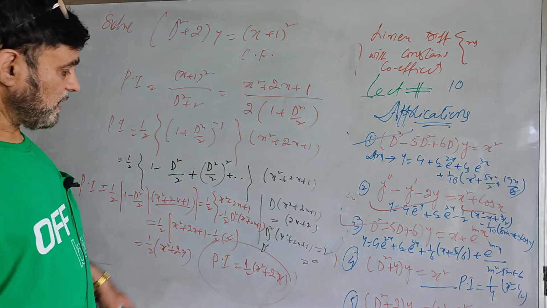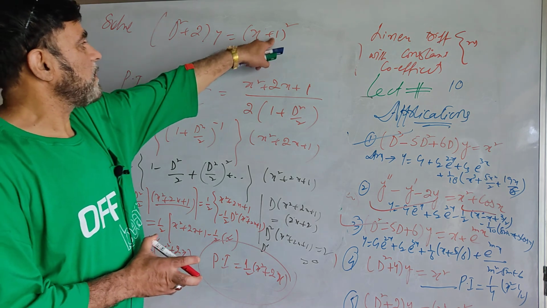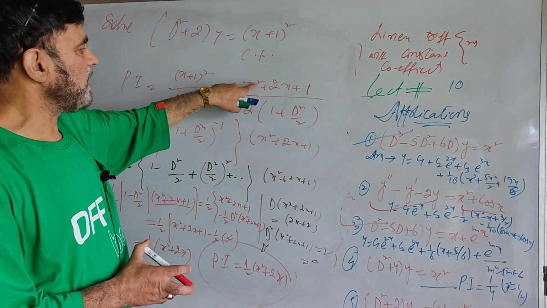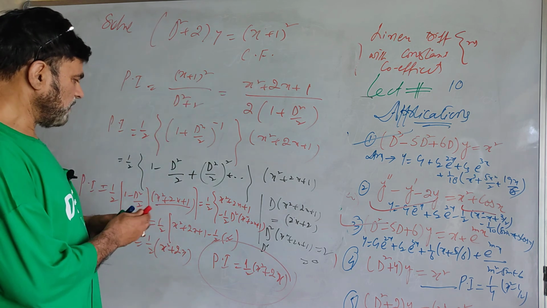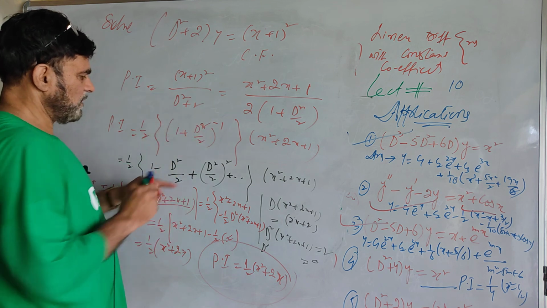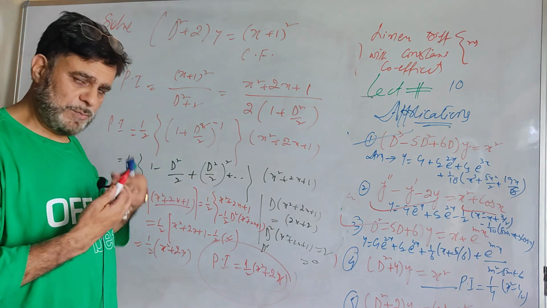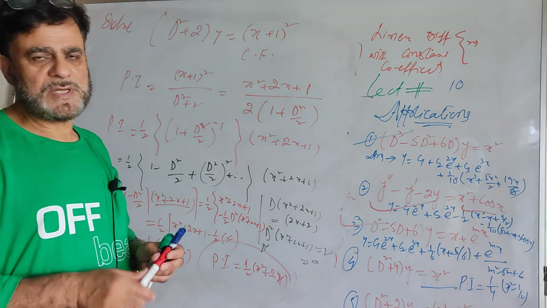Okay, this was the case when you have x plus 1 whole square. You see, we open it, then because the highest power is here x square, we need to expand this up to the third term only. But when I reach the third term, it contains D4 here. I omit D4 also, then I am getting this. So the particular integral is 1 by 2 times x square plus 2x.